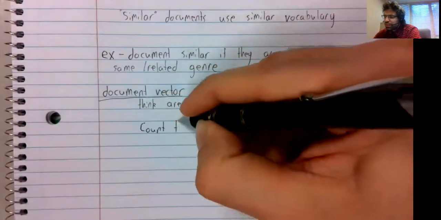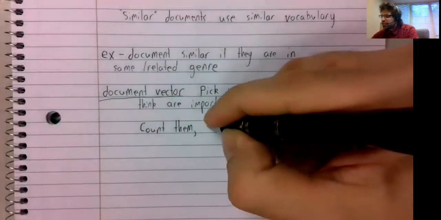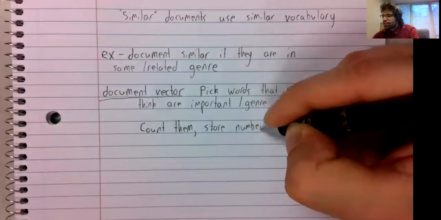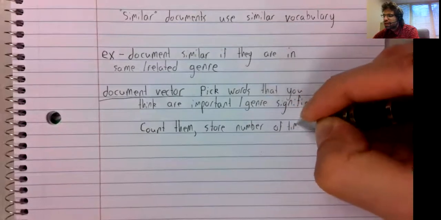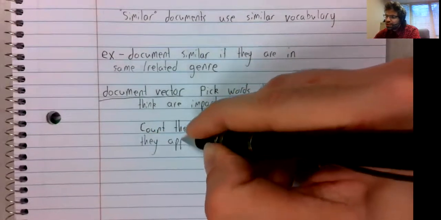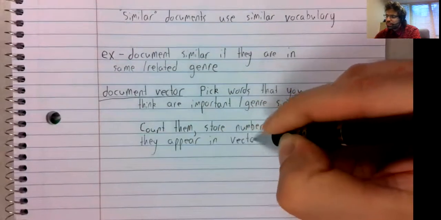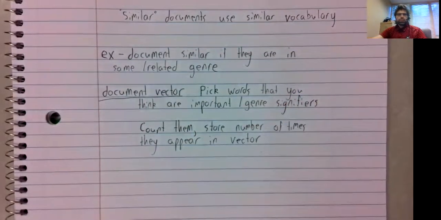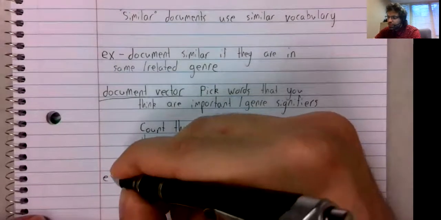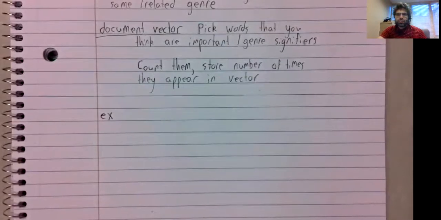And we simply count them and store the number of times they appear in a vector. And we're going to look at some examples of document vectors.